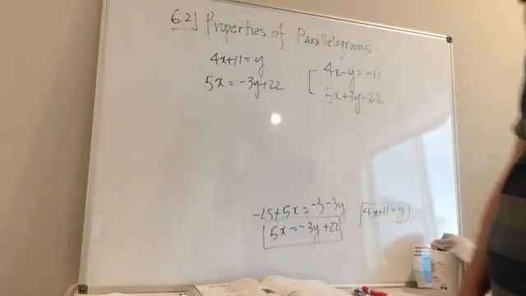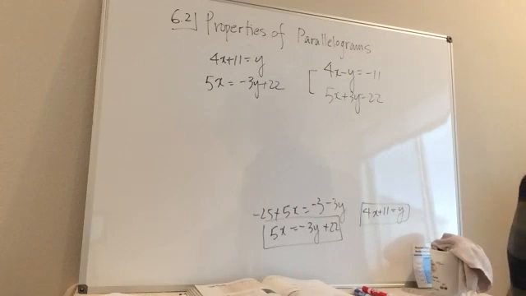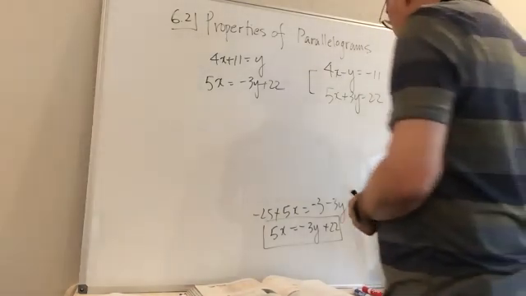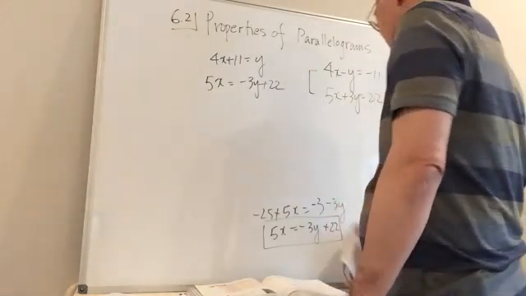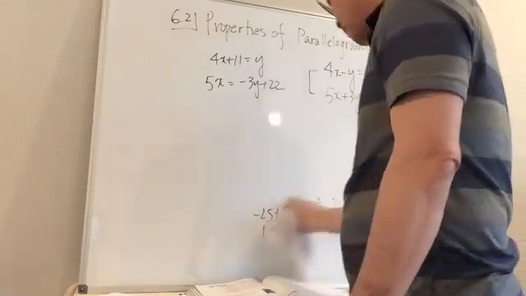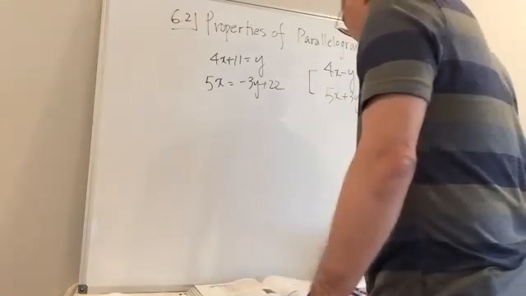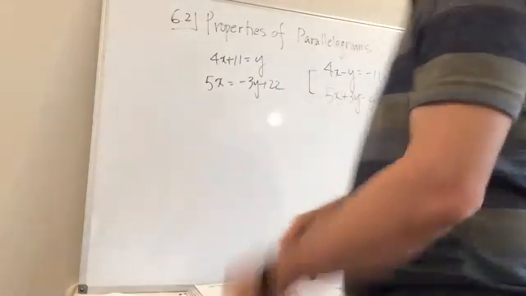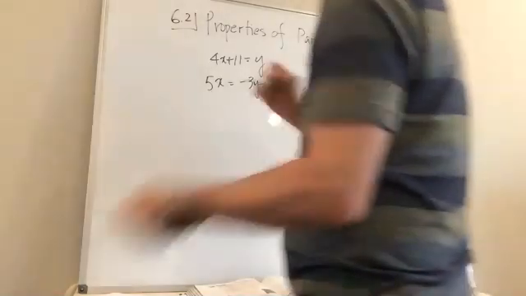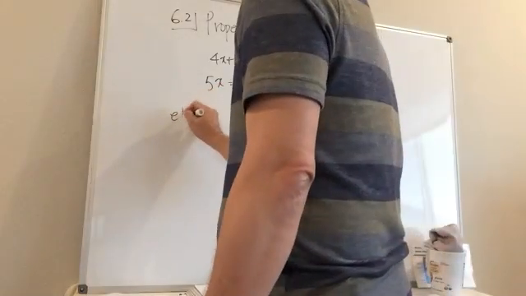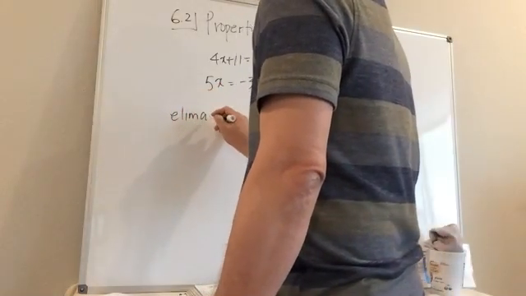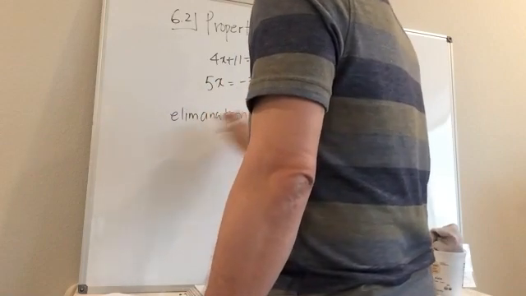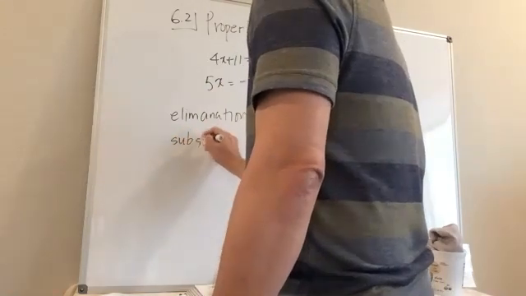How do I solve this? Can everybody tell me what the two methods of solving system of equations were? Nobody? Elimination. Elimination is one, yes. Good work. One is elimination. What's the other one? The other one was substitution, right?